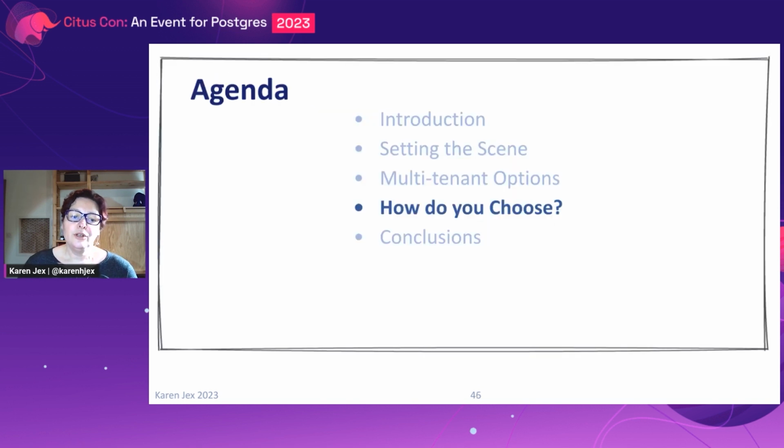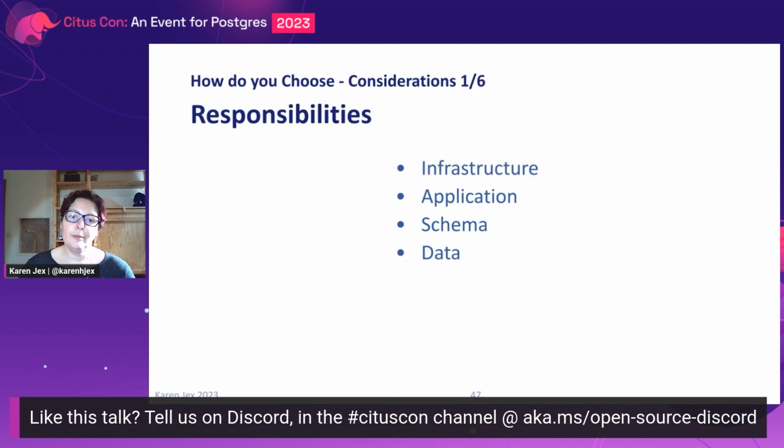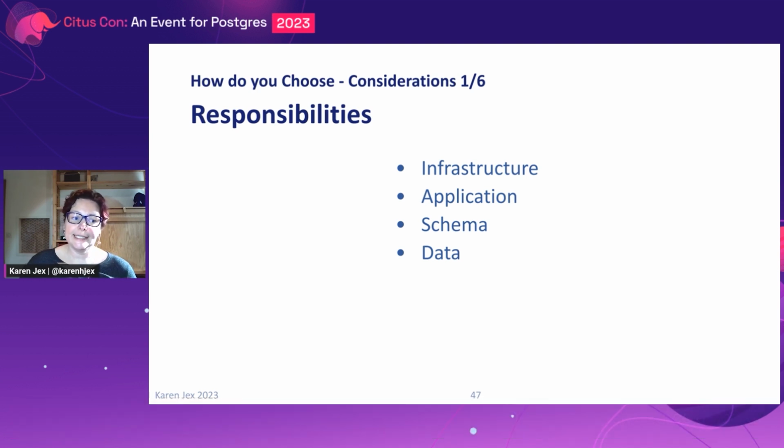So we've looked at various different options that you can use, but how do you choose which one's the right one for you? You need to think about your different requirements. You're going to have to think about what you need and which architecture is going to give you the best balance of those things. So you could look at, for example, the responsibilities. Who's responsible for managing the infrastructure, the application and the schema and the data?